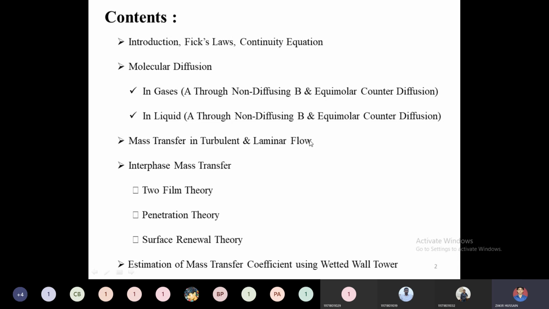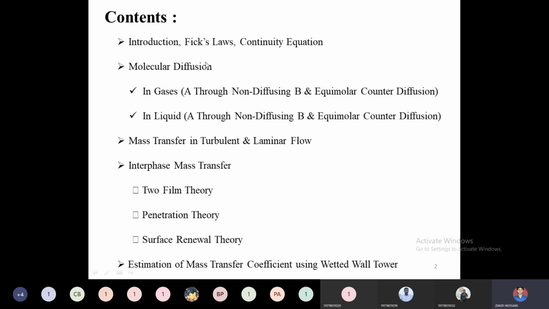The next one we have to see is the continuity equation. We have already seen the continuity equation and how we can derive it: dou u_x by dou x plus dou u_y by dou y plus dou u_z by dou z is equal to 0. This is the continuity equation for three dimensions. We have just derived that one.